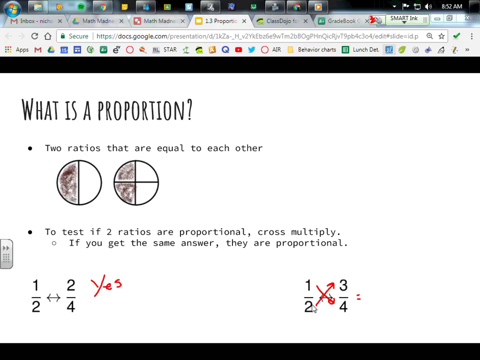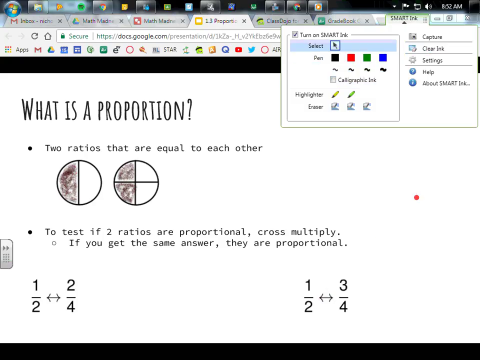Over here, 2 times 3 is 6. 1 times 4 is 4. So this is a no. These 2 ratios are not proportional. All right. Clearing ink and moving on.